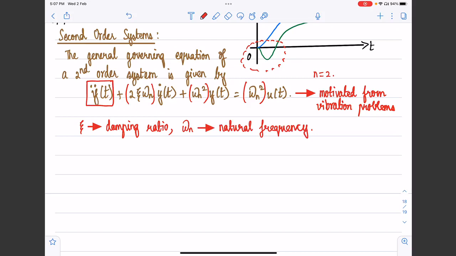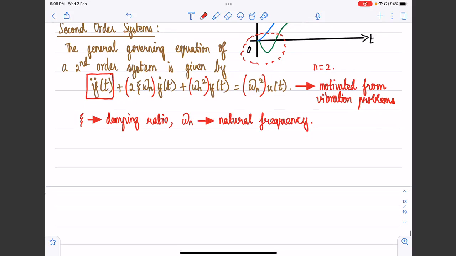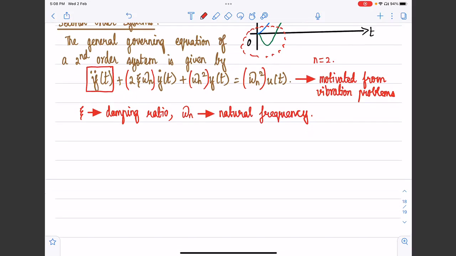Okay, and we will see also what is meant by the natural frequency as we go. So right now let's start doing the standard analysis as we know it. So what do we do? First we get the transfer function. In order to get the transfer function, let's apply the Laplace transform on both sides of this equation.